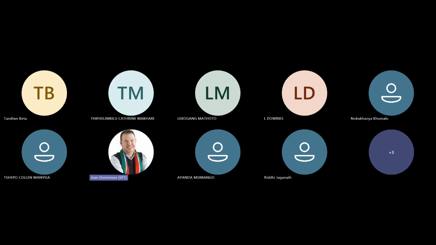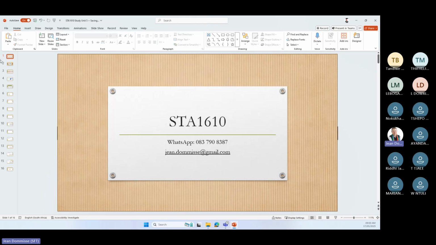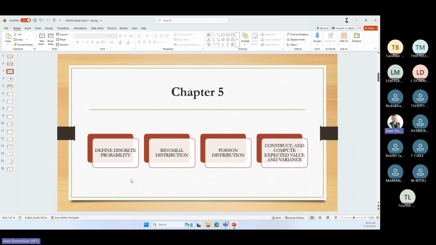Unit 5 today, and we are going to look at your discrete probabilities. So in the discrete probability, basically we're going to look at three things. We're going to look at your discrete probability when I give that to you as a question. We will look at binomial distributions, and then we will look at Poisson distribution.